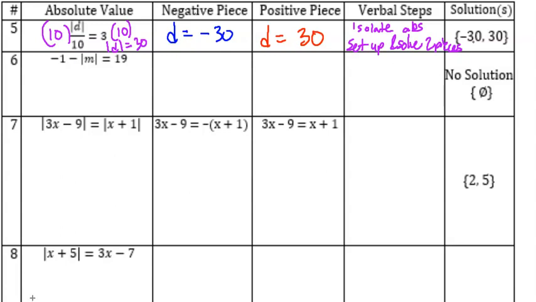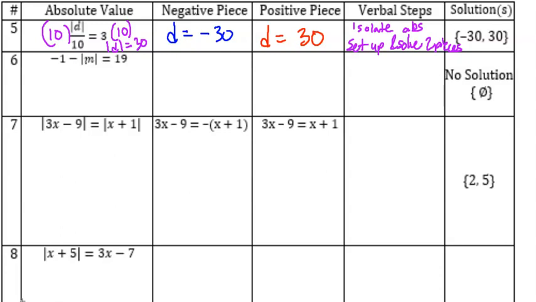Our solutions are negative 30 and positive 30. There are no variables on the outside. And also, your absolute value, when it's isolated, is positive on the right side of the equation. So that's why we don't have to check for extraneous solutions. Let's look at the next one.